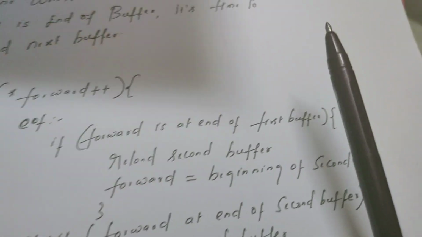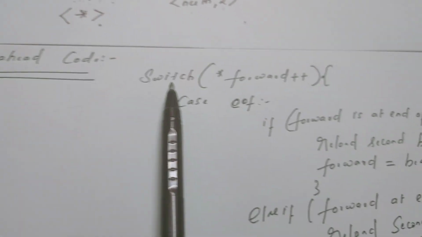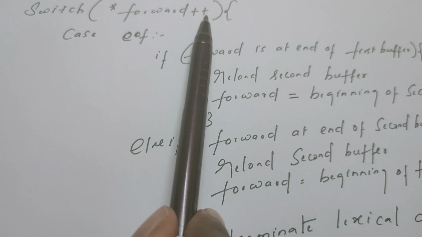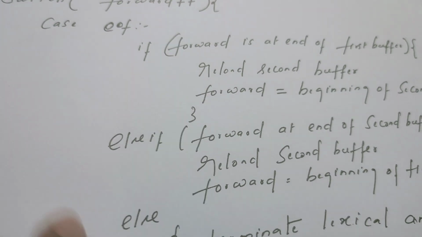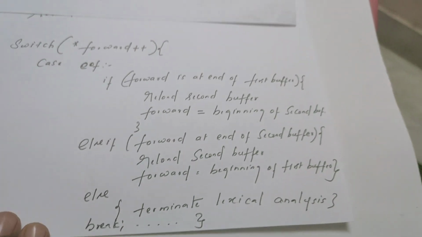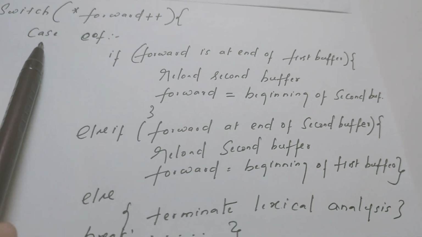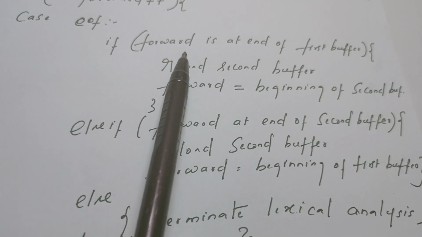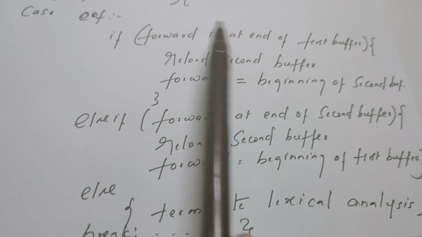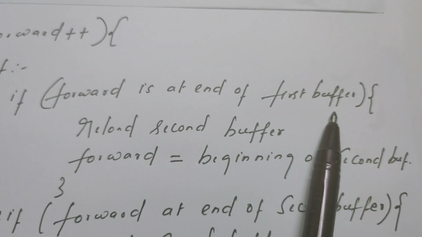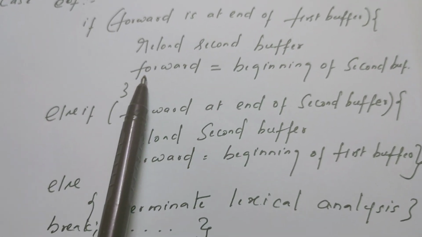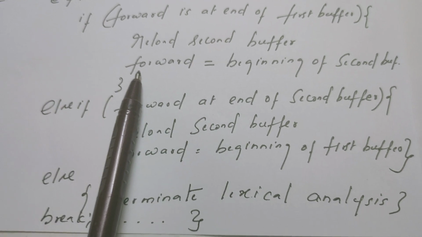Okay. Now there is a code with respect to this lexical analyzer. There is a switch case. Here a value is given by the forward pointer which is getting incremented. Forward is a pointer here. This code is written in Java. The case is end of file. If the case is end of file and the forward pointer is pointing at the end of the first buffer, then it is time to reload the second buffer and it is time to set the forward to the beginning of the second buffer.